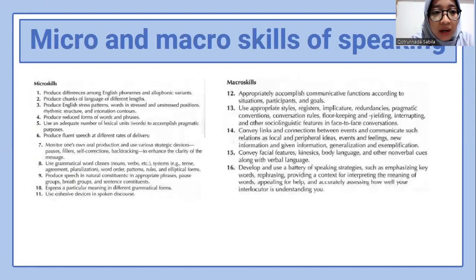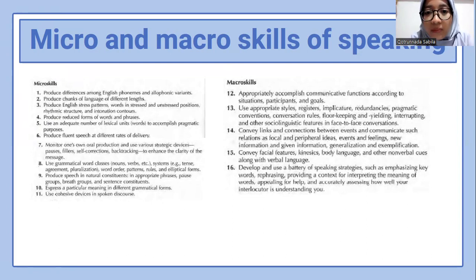Okay, then we have micro and macro scales of speaking. For the micro scale: produce differences among English phonemes and allophonic variants, produce chunks of language of different lengths, and produce English stress patterns, words in stressed and unstressed positions, rhythmic structure, and intonation contours. And produce reduced forms of words and phrases, and also use an adequate number of lexical units, or words, to accomplish pragmatic purposes and so on.